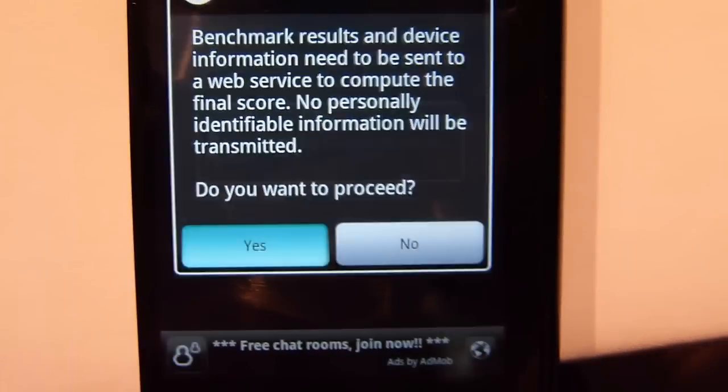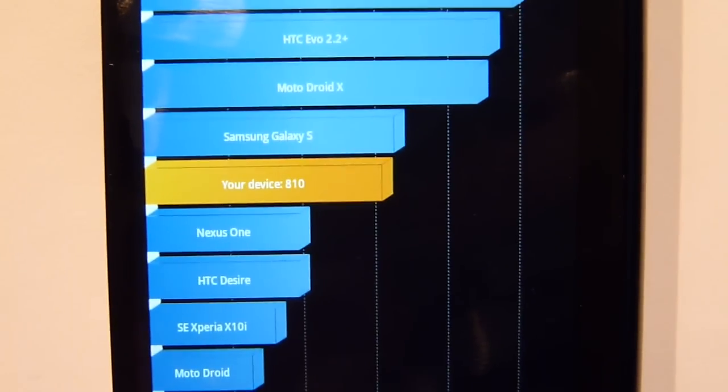So let's see what it pulls in here. So yeah, kind of lacking in the processing power here. It gets a Quadrant score of 810, which is far below some of the other high-end models out there in the market.